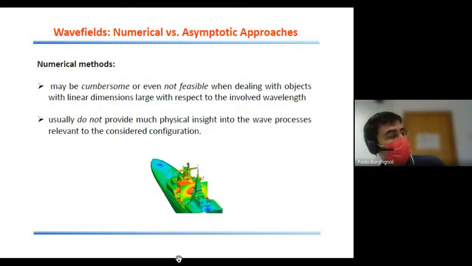Grazie. Okay, we compared numerical and analytical approaches. Today we will be more specific. We will address asymptotic approaches, which among the analytical methods are an important subclass. The comparison can be stated in these terms. Typically, numerical methods, although in principle capable of giving you an exact answer within the accuracy of your machine, of course, can be cumbersome or even not feasible when you deal with objects that are very large. That is, specifically when the dimensions of the object are large with respect to the wavelength.